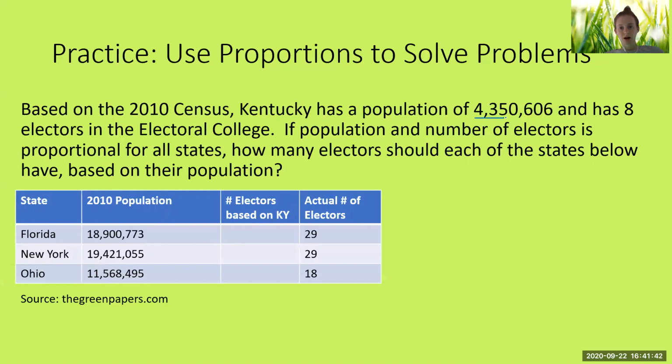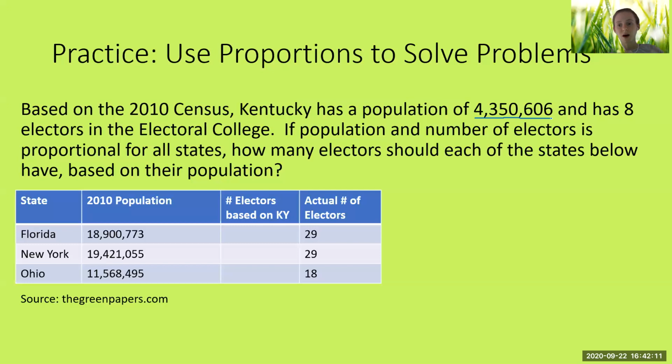Kentucky has a population of this much based on the 2010 census. We'll have an updated number soon because we are currently in the middle of a new census, right? We're currently in the middle of the 2020 census. So if you haven't filled out your census yet, you should definitely fill it out. It's very important. It determines the number of electors that we get in Kentucky, but more importantly, it also determines the amount of federal funding that we get for various things that we all make use of.